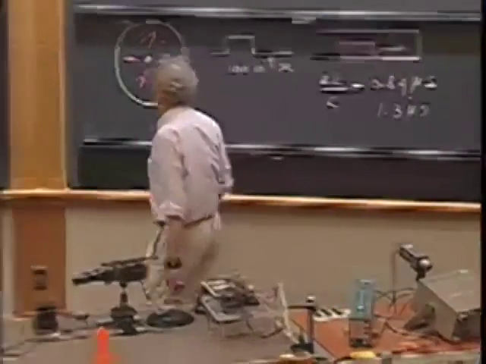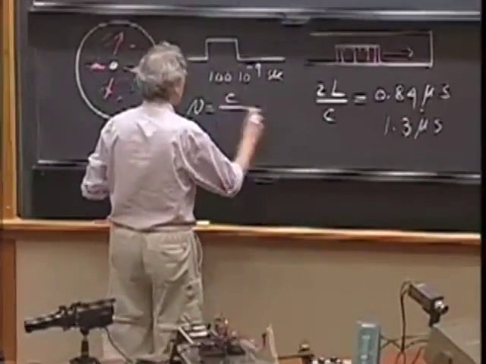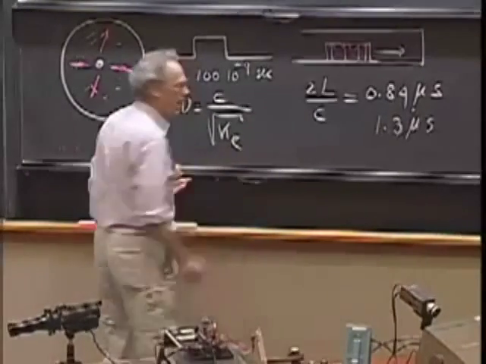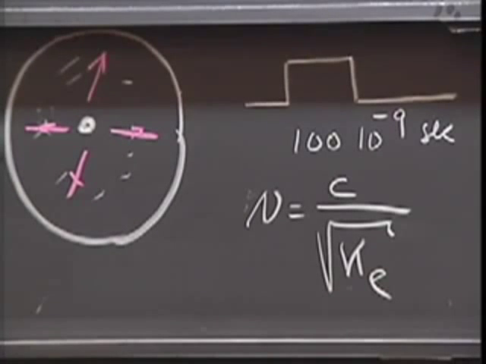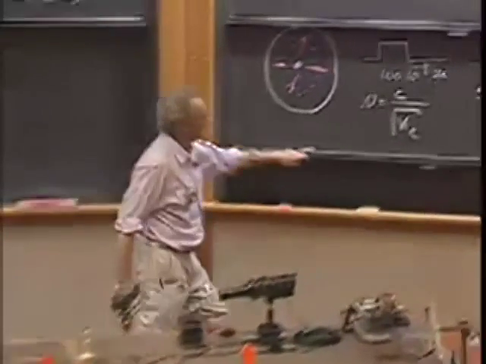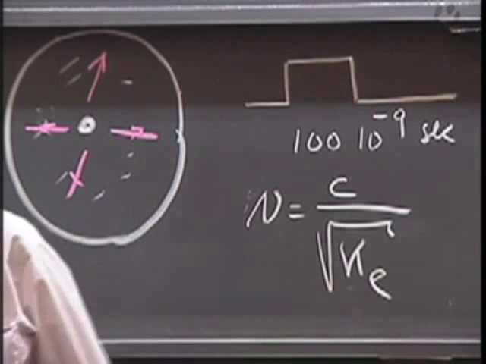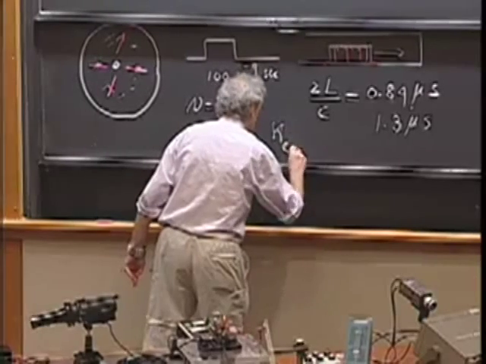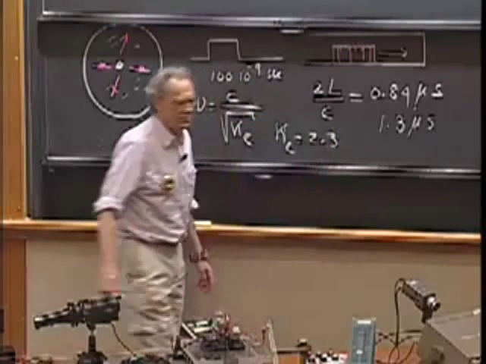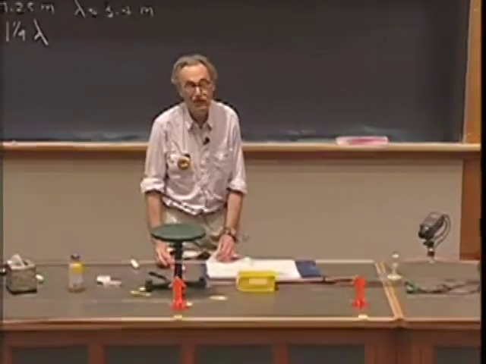Do you remember, or do you not, that we discussed that the speed of propagation v is c divided by the square root of the index of refraction, of the dielectric constant? Do you remember that? I did at one point. I even showed you how this dielectric constant is a strong function of frequency for water. Well, when I looked up the dielectric constant of the material that is in here, I found that the dielectric constant kappa E is about 2.3. And if you calculate 1 divided by the square root of 2.3, that happens to be 0.65. And so that's why the speed is 65% of the speed of light.